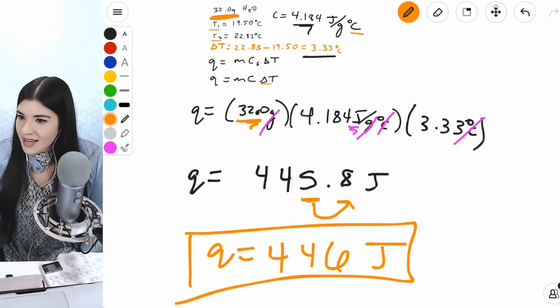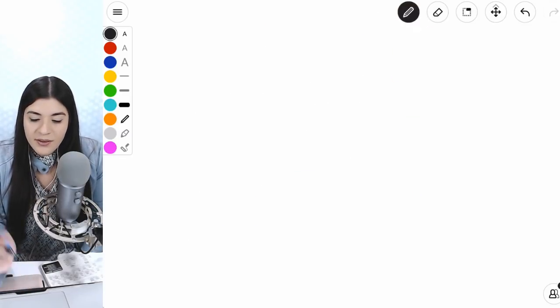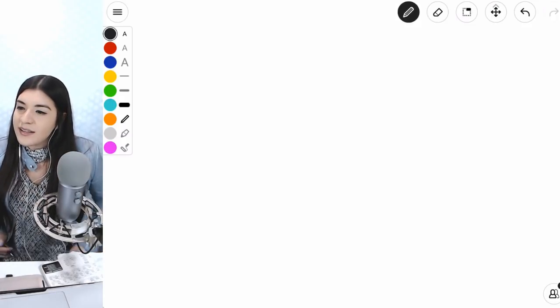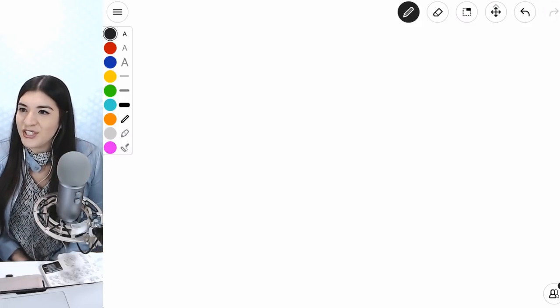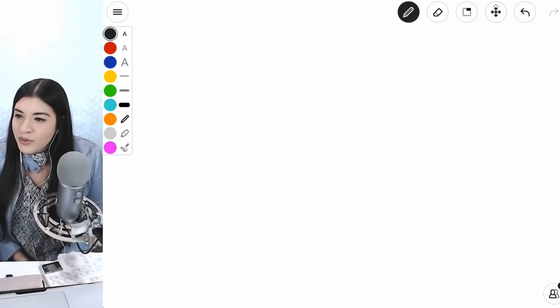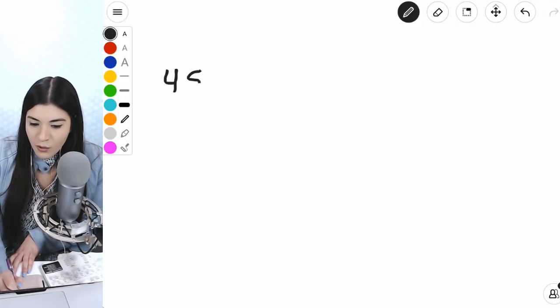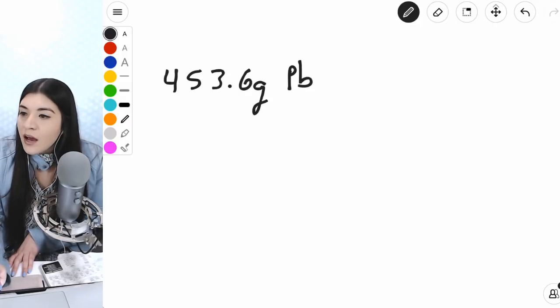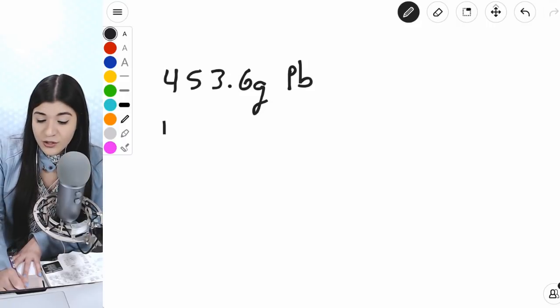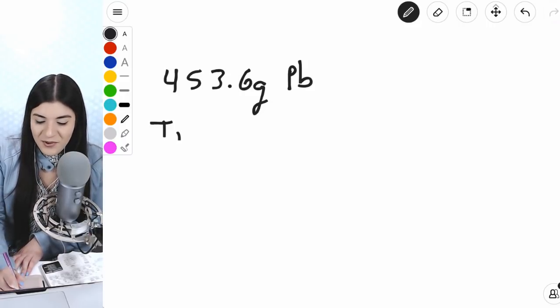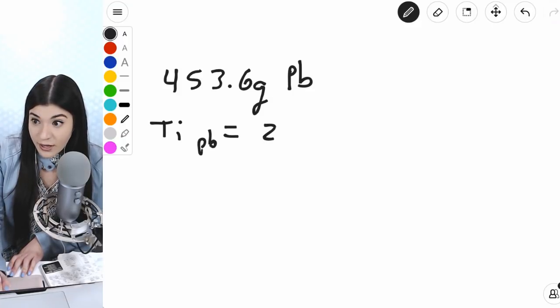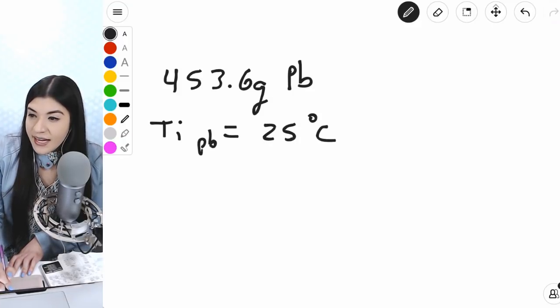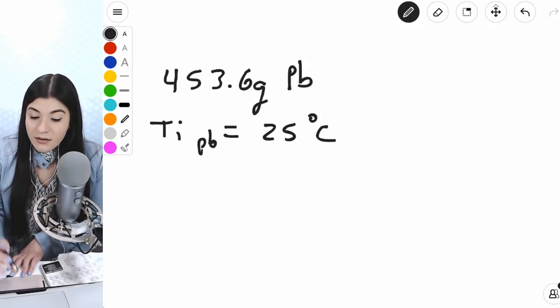And Stevie is asking another type of calorimetry question. Let's see what we got. So what temperature will a 453.6 gram piece of lead, or Pb, reach if its initial temperature, so we know the initial temperature, I think I really know what type of question this is, the initial temperature of lead is going to be 25 degrees Celsius, and that amount of energy are being added.